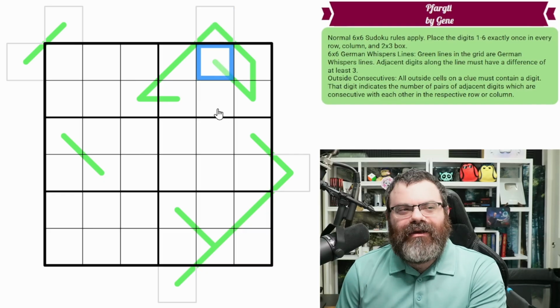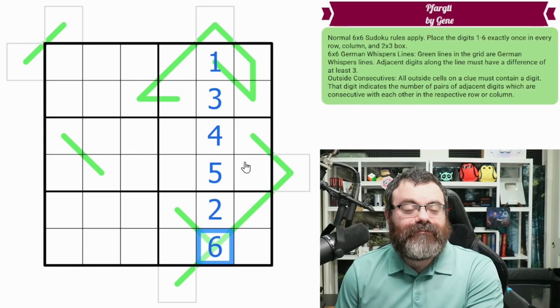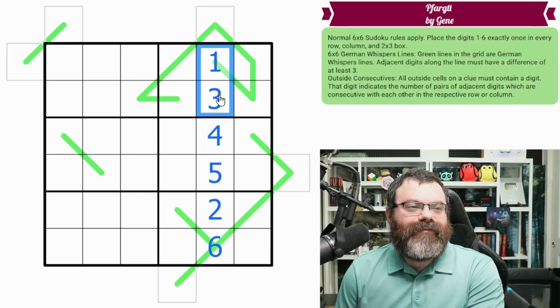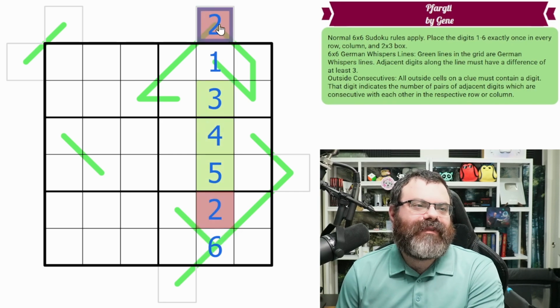So let's say I had 1, 3, 4, 5, 2, 6. Are these consecutive? No. Are these consecutive? Yes. Are these consecutive? Yes. Are these consecutive? No. No. So we have 2 pairs of consecutive digits, so we put a 2 up there.